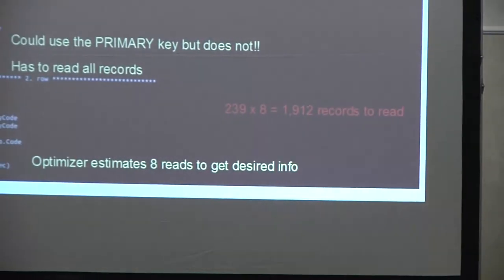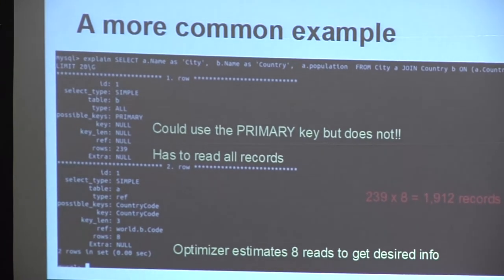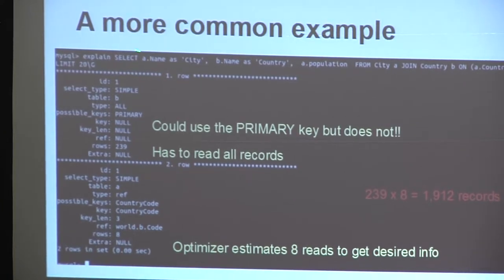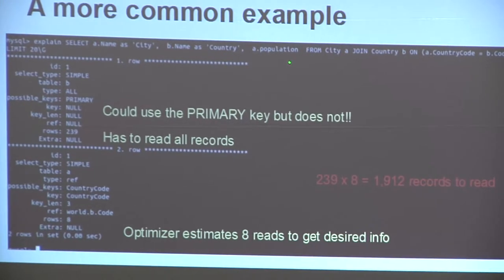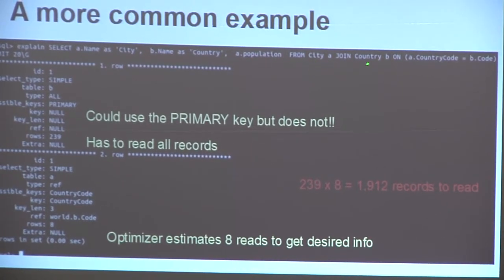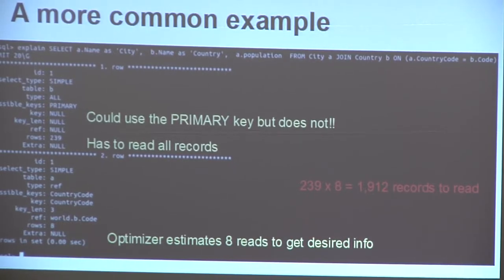Okay, a little more complex example. Here we're collecting the name from the city table and the name from the country table, and we're aliasing those. So we have name as city, the name for the country, and the population from the city table, and we're going to pull it from the city table and join that on the country table. Where we tell the two tables to match up is the country code column from the city table and the code column from the country table, which is a lot harder to say three times fast than you can ever imagine.